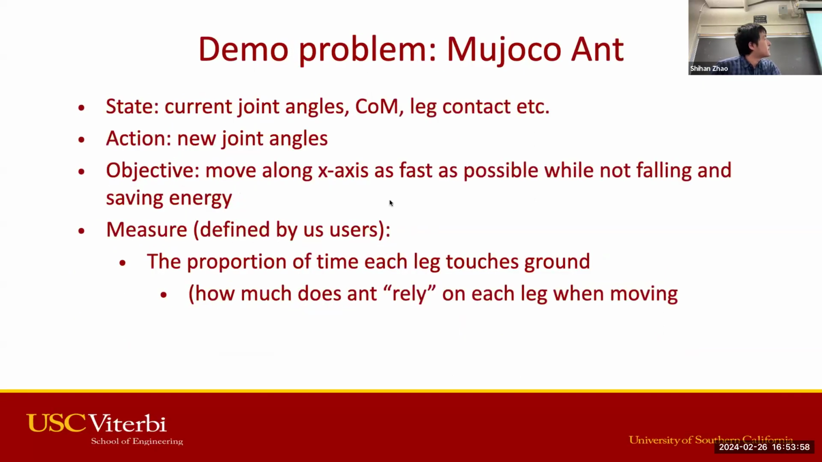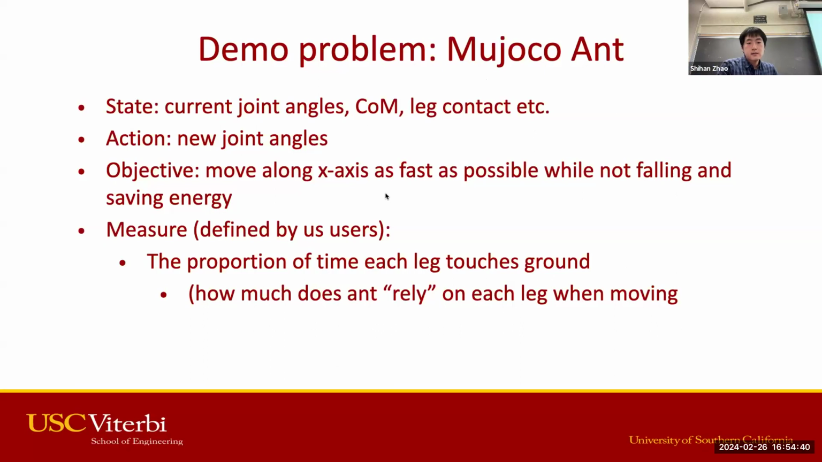Okay, so now I'm going to show a few demo problems where we apply the QD algorithm to generate a diverse set of control policies. All of these are reinforcement learning domains, but we adapted them to the QD setting by defining some measures. For this first one, the MuJoCo ant, this is a very popular RL domain. The objective in general is to control the ant-like, four-legged robot to move along the x-axis as quickly as possible. The state we get here includes things such as the center of mass of the robot, the joint angles, the leg contact states, etc. And the action is just the new joint positions.